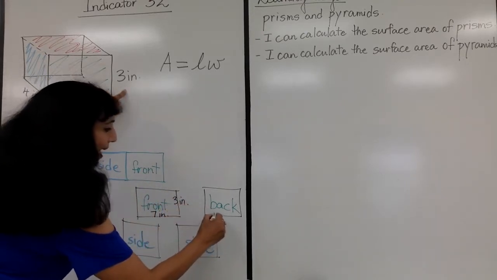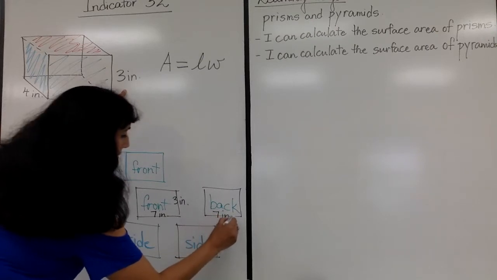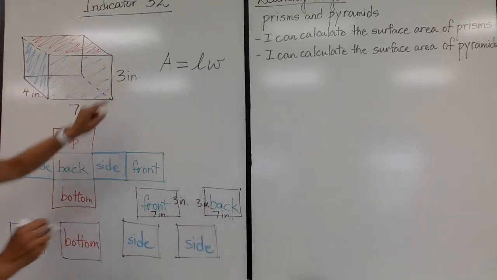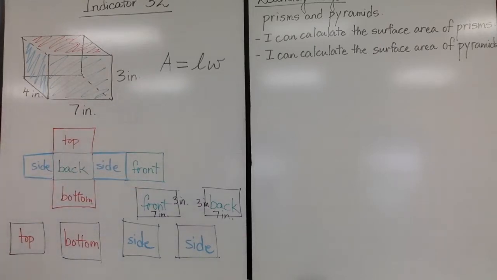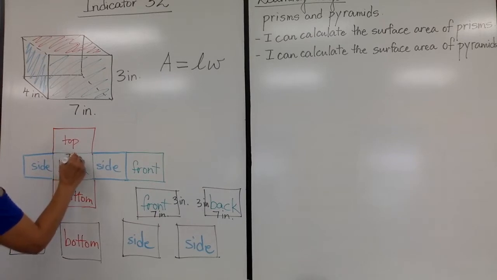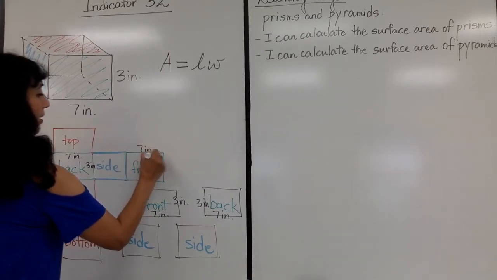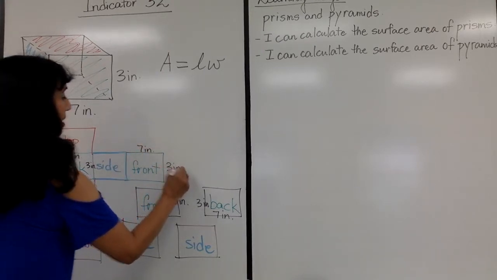Whatever is in the front, the back is the same thing because it's a box. All right, 7 inches and this is 3 inches. So let me write all the measurements first. Then, and you can do it here also. You can do 7 inches and you can do 3 inches. Okay, and this is 3 inches. Same thing over there. All right, so this is going to be 7 inches and this is 3 inches.